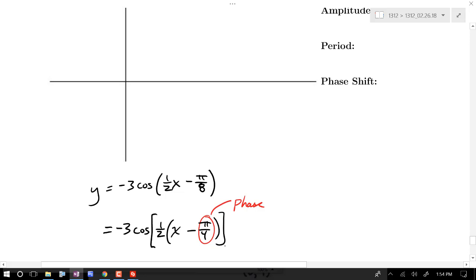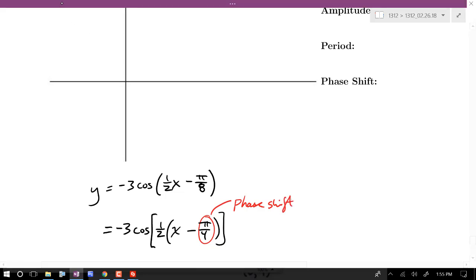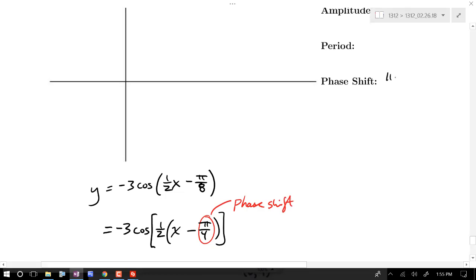That's how I know. So we can't just say, oh, I'm subtracting, I know there's a phase shift, it must be pi over 8. You gotta make sure you do this factoring first, and then you can point to the phase shift. And it is a phase shift in which direction? Pi over 4 to the right.